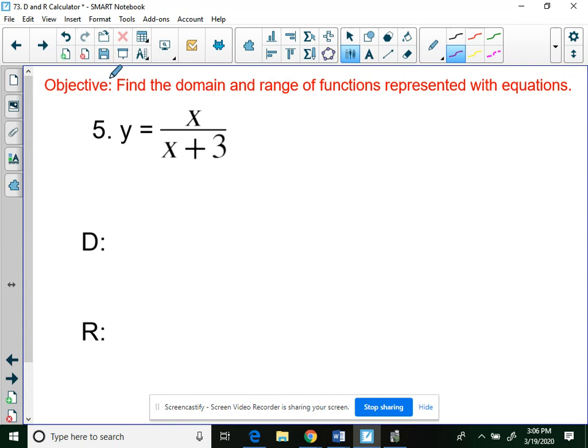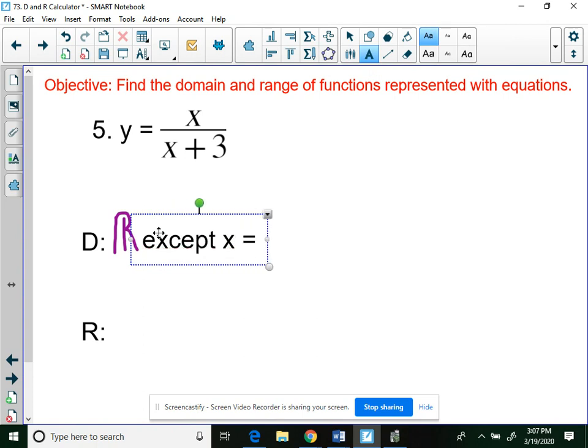All right. And the last one, again, another fraction. I talked about this. The domain, you can figure out. The range on this one's a little harder. So I want you to graph this in your calculator. Pause the video, figure out the domain and range. The domain is all real numbers except x equals negative 3. So just like before, we can't have 0 in the denominator.